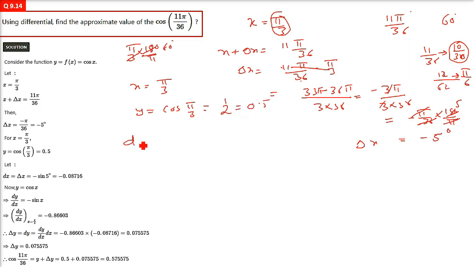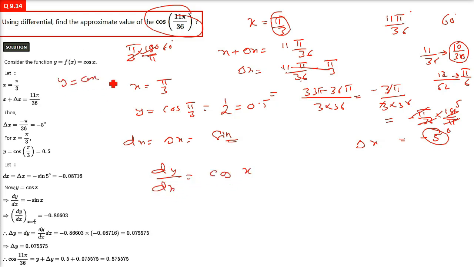Now in order to find out dx or delta x, because you have to find out the value of 5 degree for sine. In the previous question, I told you that the value of delta x has to be put in this sine so that we get the value. So let us assume this first: y is cos x. And when we find dy by dx, it is negative sine x.